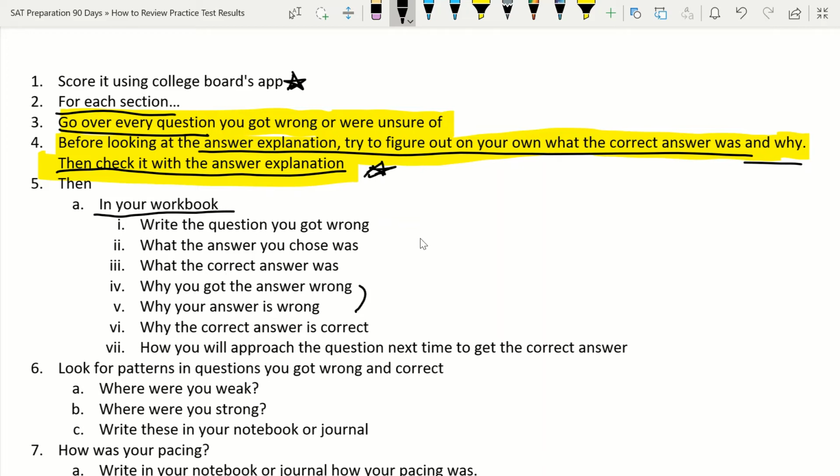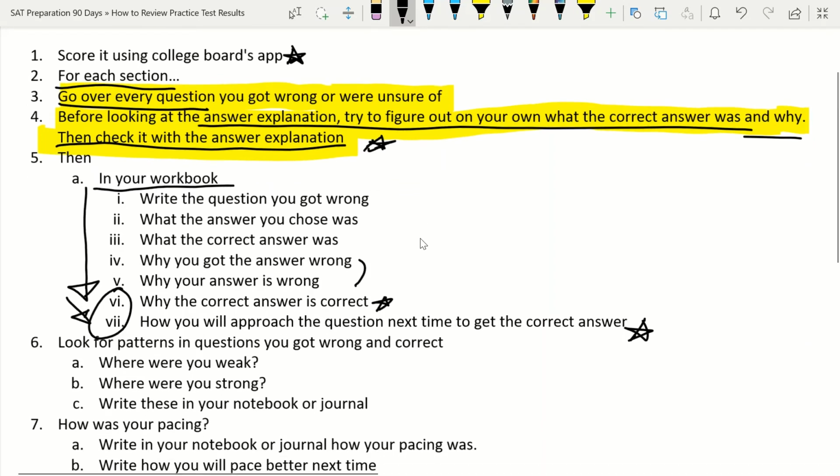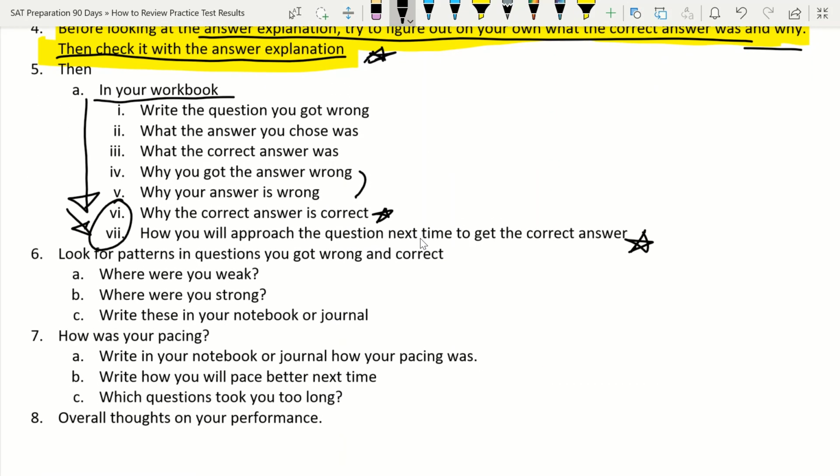Then after that, you're going to write why the correct answer is correct. And then finally, and this is really the most important part, how you're going to approach the question next time to get to the correct answer, right? This is really what we want to be focusing in on. So we're going to do these steps prior because it helps us with these steps. We want to understand the question, why our wrong answer choice was wrong, why the correct answer choice is correct, and then how we're going to approach the question next time to get to the correct answer. So you're going to do that for every question that you got wrong on each section.